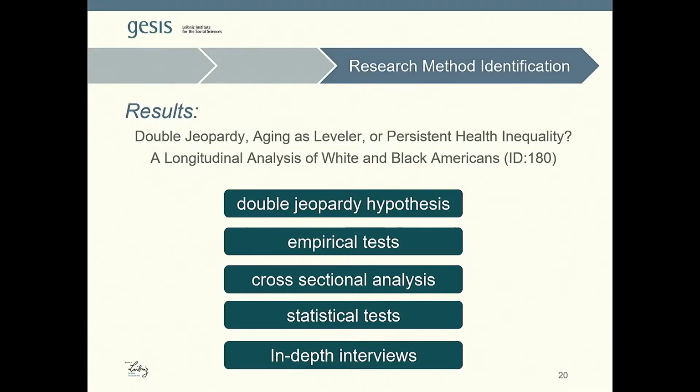And then you see results like this. The publication "Double Jeopardy, Aging as Leveler, or Persistent Health Inequality" leads to the terms double jeopardy hypothesis, empirical tests, cross-sectional analysis, statistical tests, in-depth interview, which somehow reflects it well.